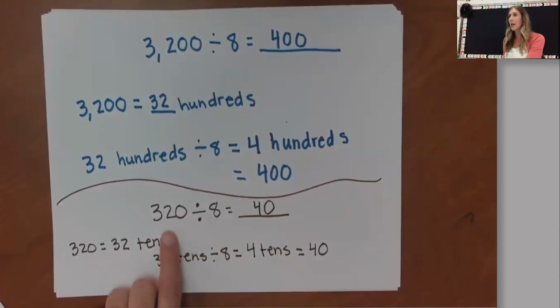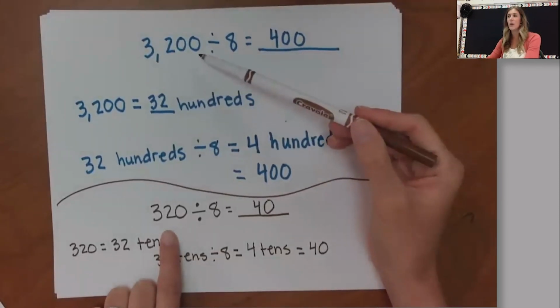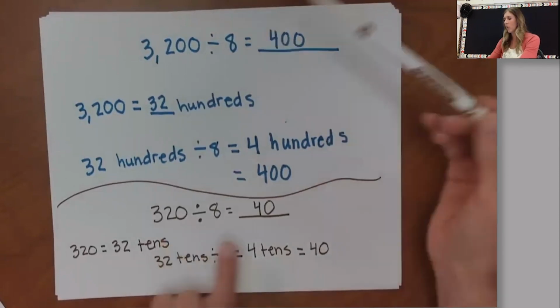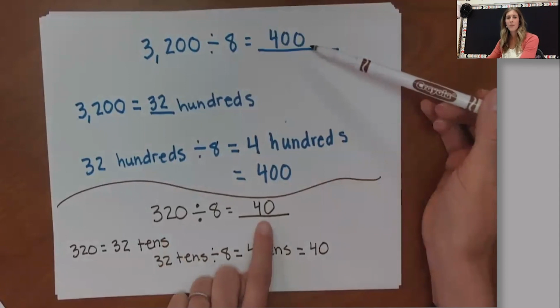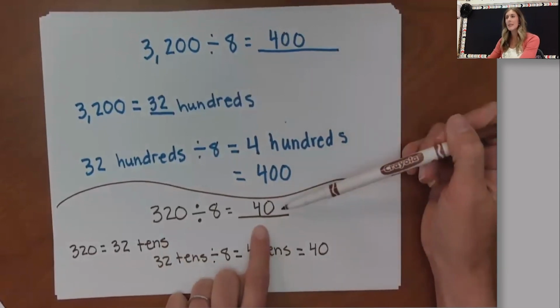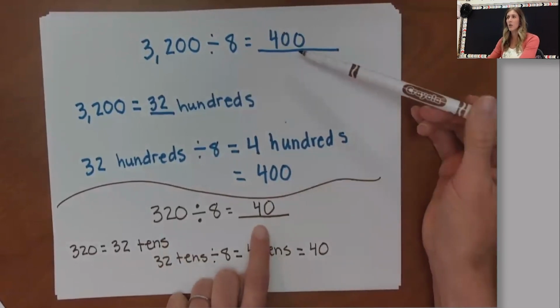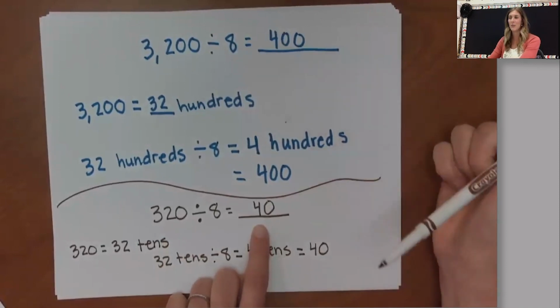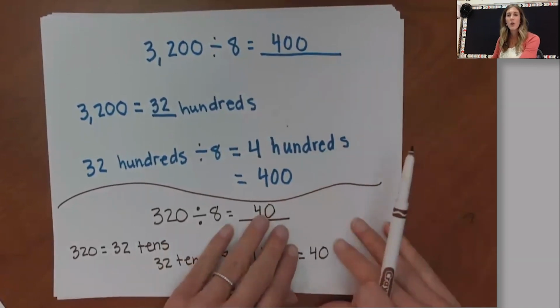The dividend, 320, is 10 times less than our dividend, 3,200, from our original question. So what do you notice about the quotient? Correct, it's also 10 times less. 40 is 10 times less than 400. So place value can help us notice patterns in division. I'm going to give you one to try on your own, and then we'll check together.